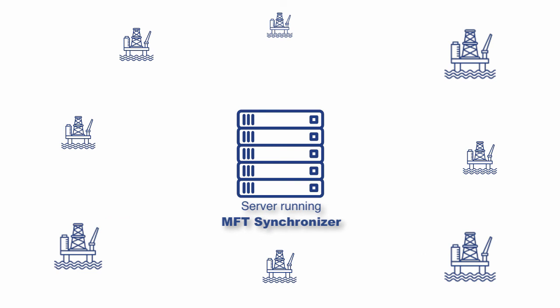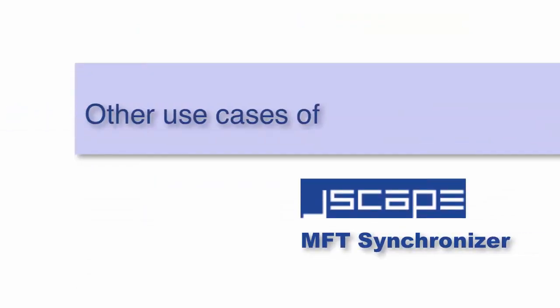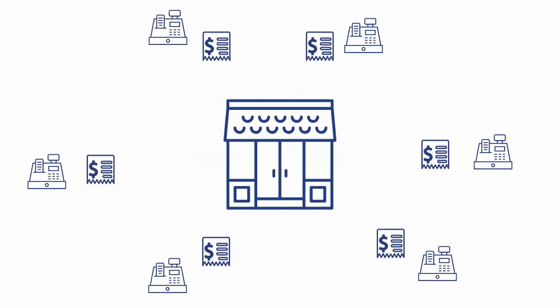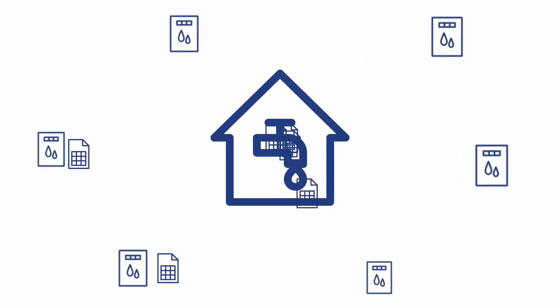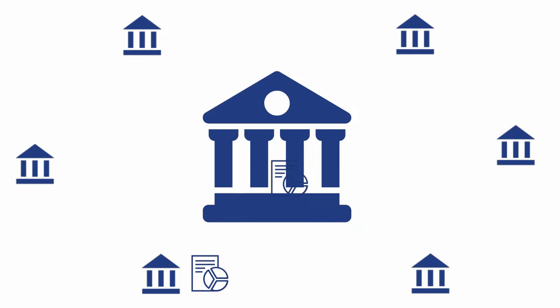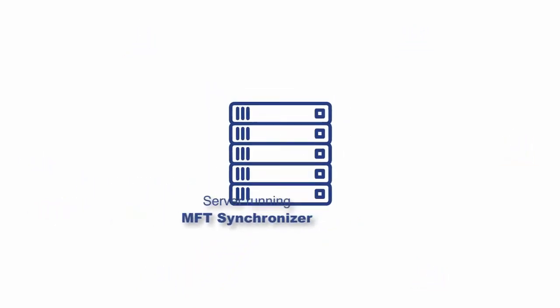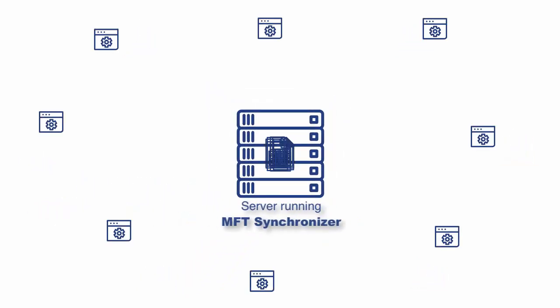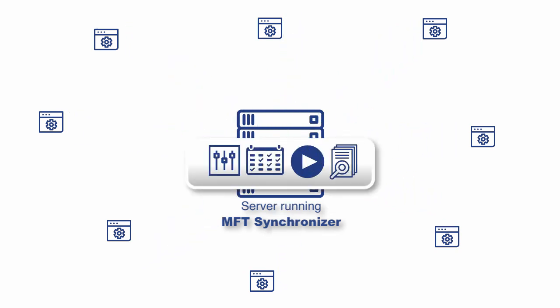This is only one use case, but as you may imagine, it can be used across several industries. Here are some additional use case examples. A large retailer who needs to push pricing updates to all POS systems. Or a water company who needs to pull usage data from all its subscribers. Or a government agency who needs to pull employment statistics from each of its regional offices. MFT Synchronizer Agent can be used in both push and pull modes and is centrally controlled using MFT Synchronizer.